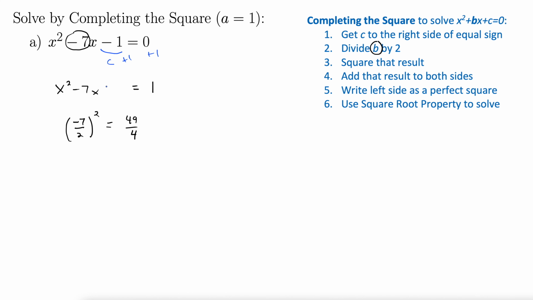Okay, so we're adding 49 fourths to both sides. 49 fourths plus 49 fourths. Okay, the left side is now a perfect square trinomial. So this is really just x minus 7 halves quantity squared. Now, how did I get that?